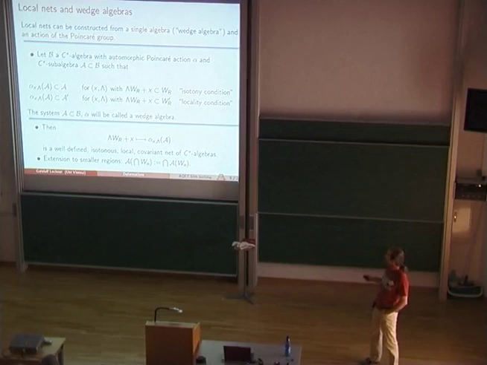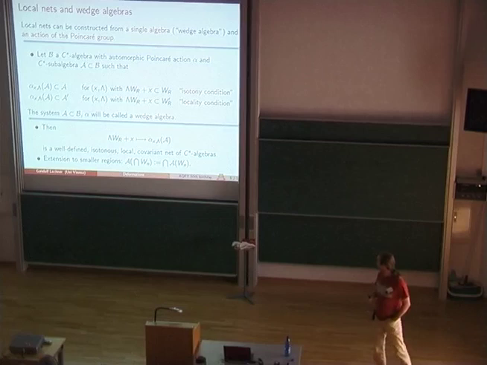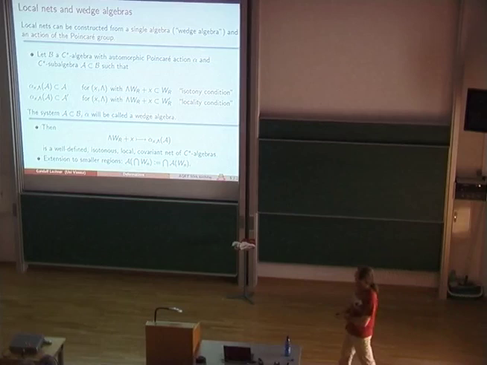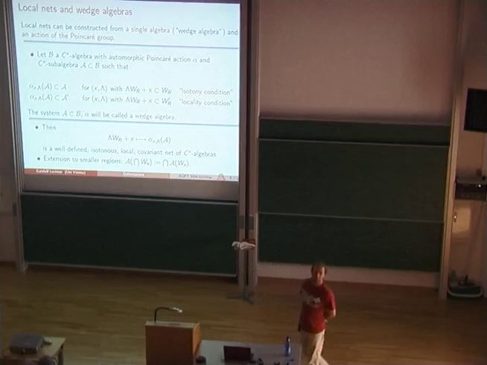Namely, if you consider this map, you take this Poincaré transformed wedge and map it to the Poincaré transformed algebra, and if these two conditions hold, then this is a well-defined isotonous local covariant net of, in this case, C star algebras. So that's already quite a bit. Such a big net we can construct from a single algebra, say one inclusion. Okay, these are all the observables localized in wedge-like regions.